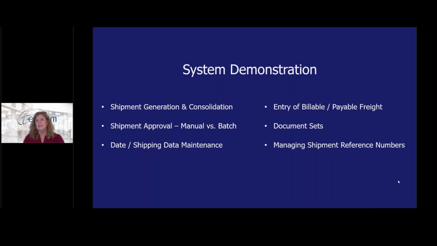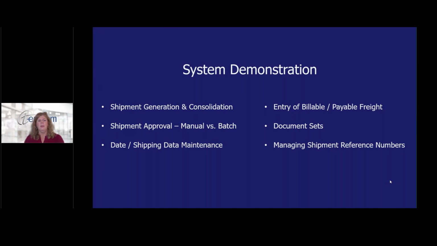All right, so let's get into the system because that's what we will really care about. I'm going to walk through doing shipment generation, show you what controls how shipment numbers are going to get assigned, what the process looks like for consolidating and deconsolidating shipments. I'll talk about that shipment approval process and show you that we've got two ways of doing it. We've got a manual process. We've also got the capability to do it as a batch process.